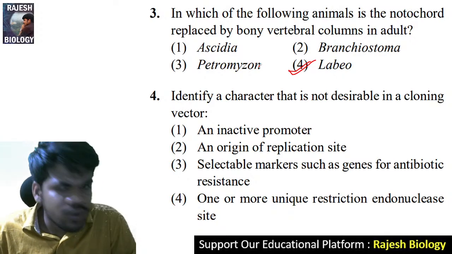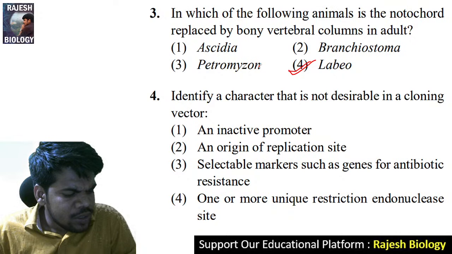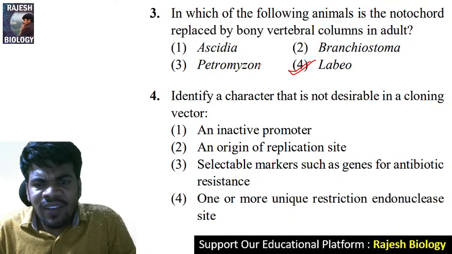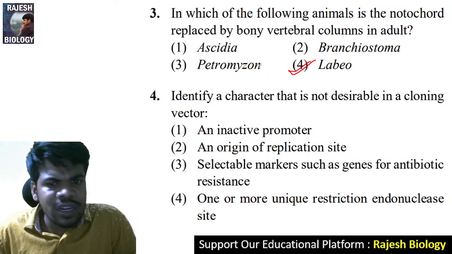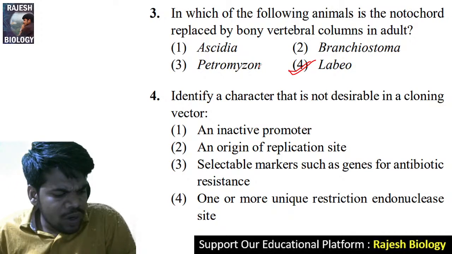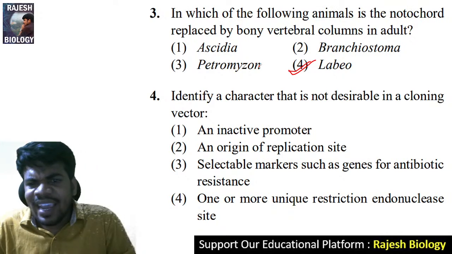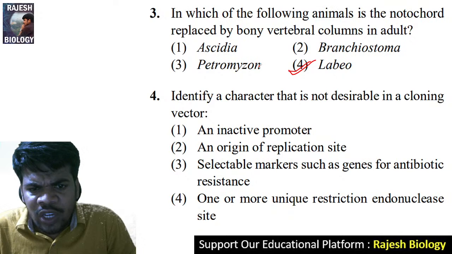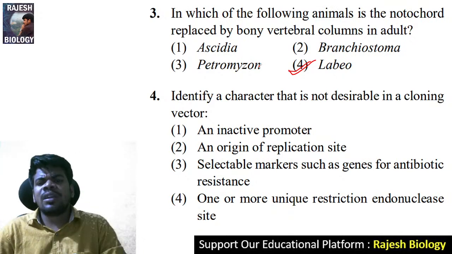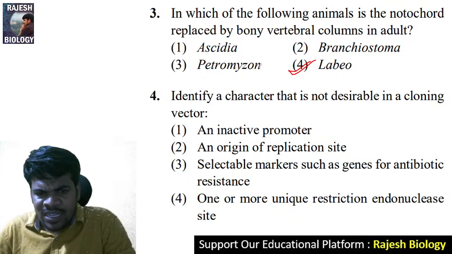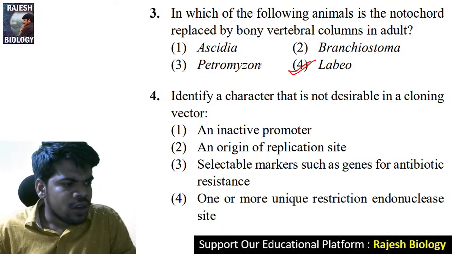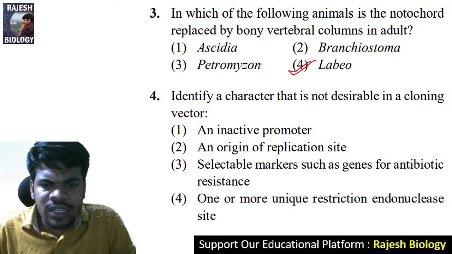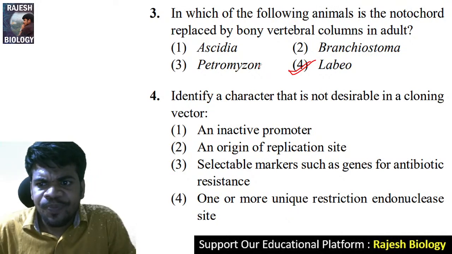Yeah, the third one, 4, is correct, Chinnu. Dharani correct. Fourth question. Identify a character that is not desirable in a cloning vector. What is the not desirable character? Yes, correct, Chinnu. An inactive promoter, or an origin of replication site, or selectable markers such as the genes for antibiotic resistance, or one or more unique restriction enzyme sites. Fourth one, Jnaneshwari says 4.